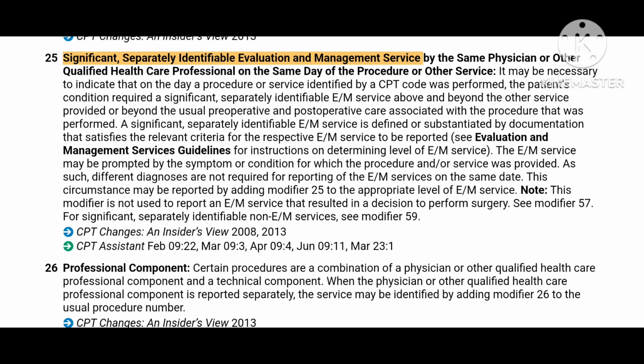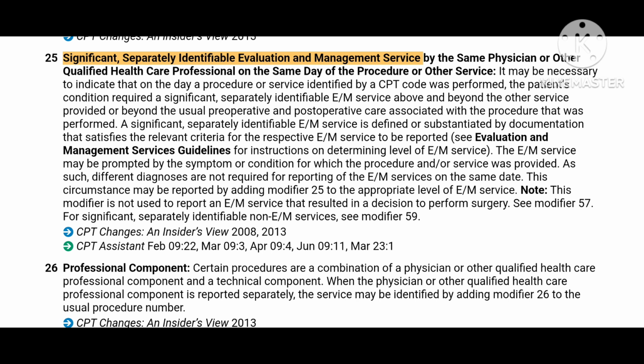Next is modifier 25. I think I don't have to explain about this. We have seen this many times. So what is the use of this modifier 25? Whenever a significant E&M service is provided on a same day of other procedure or other service. For example, patient has come for this OMT or CMT. That time I am doing an E&M also. Then I have to report an E&M code with modifier 25. This will be always reported with E&M codes.